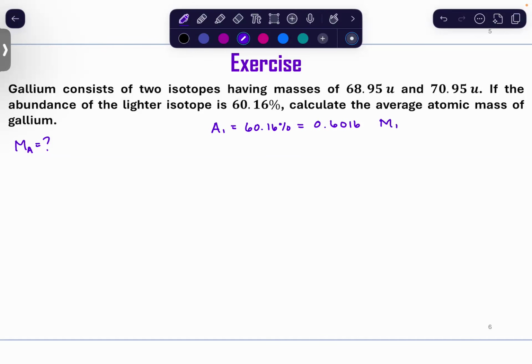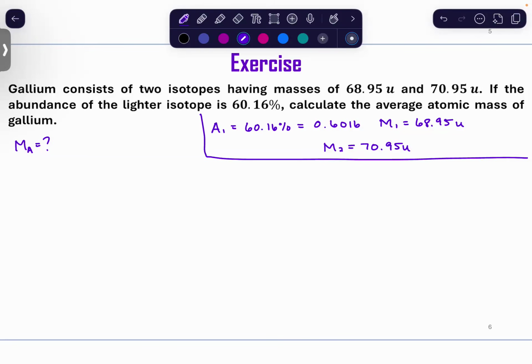The mass of isotope 1, and it said that this 60.16 is for the lighter isotope, so that means this is going to be our 68.95 atomic units. But then we also know that our mass of isotope 2 is 70.95 atomic units. Okay, so now we know what we're being asked. We know what we have. How do we figure out that second percent abundance? So here's the key.